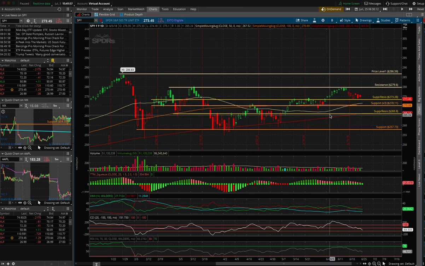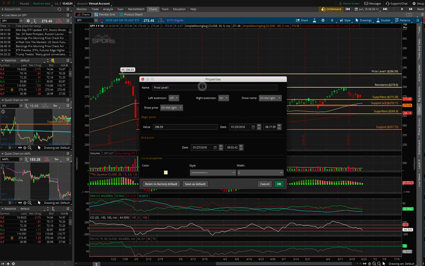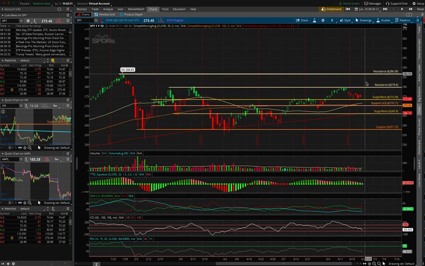Okay, so these were our daily resistance. Okay, so resistance, resistance, support, resistance, support, resistance, support, and support times 3. Okay, so we have that.